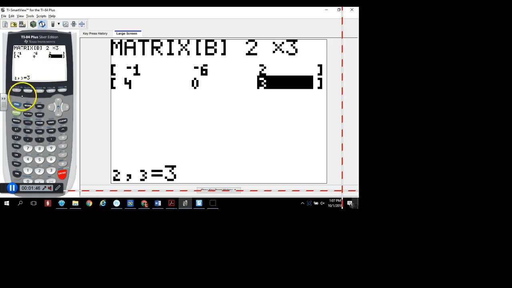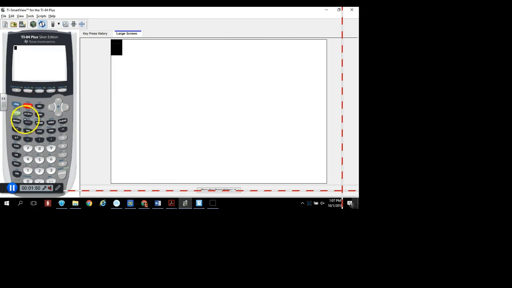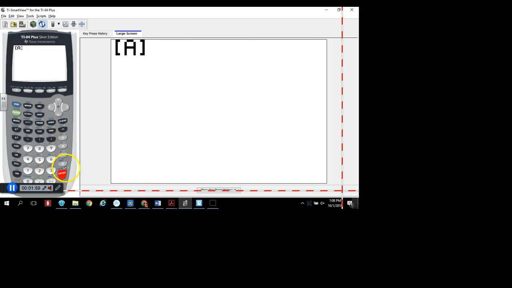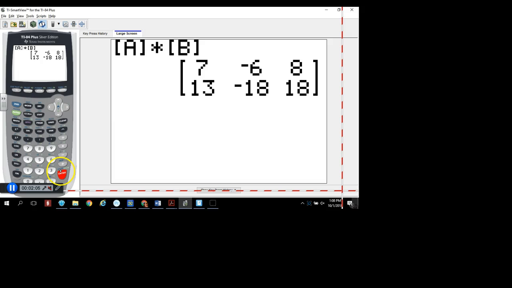I want to double check, make sure that I typed everything in correctly. And then I will quit back out of the screen and go back into matrix. And so now I have both of these saved. So what I want to do is matrix A, the 2 by 2, times matrix B. And there's my answer right there.